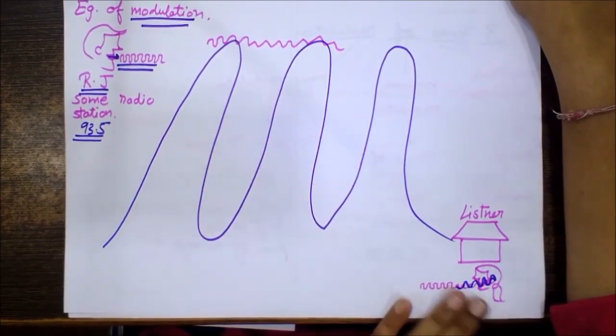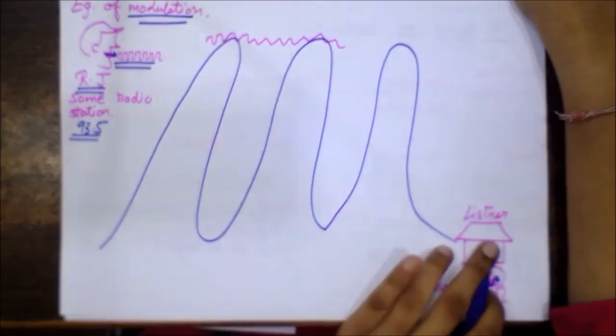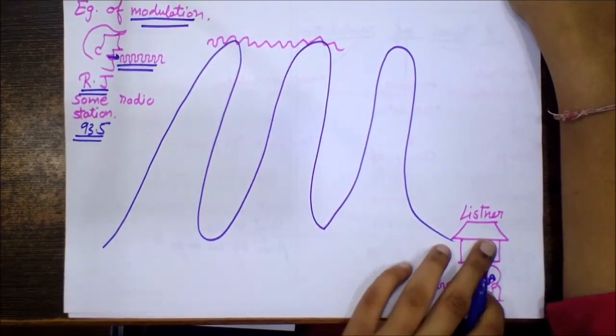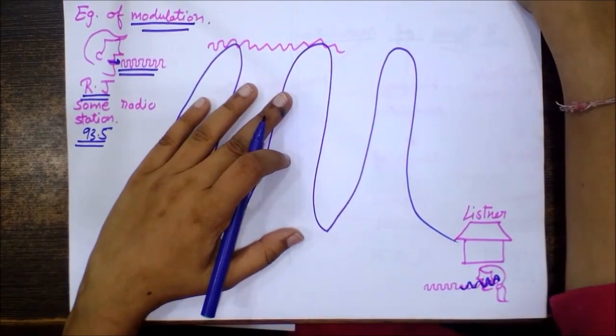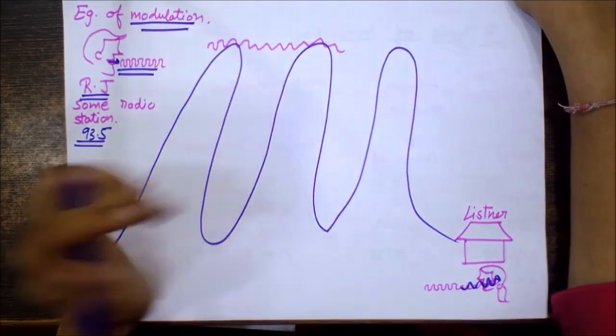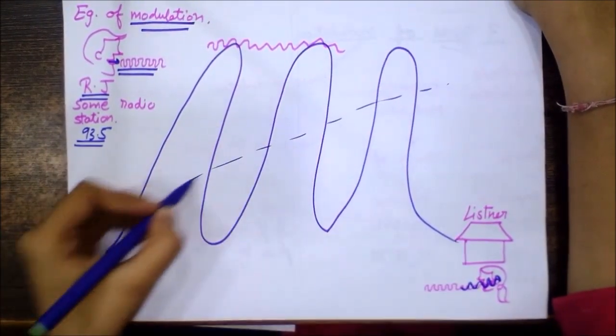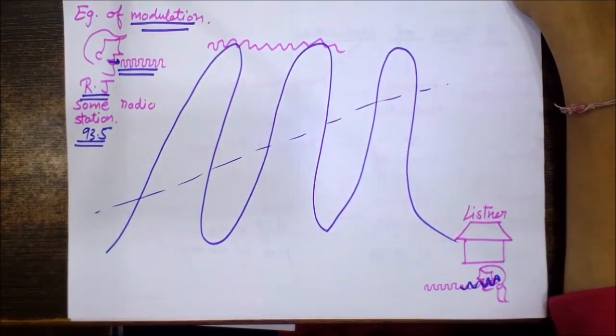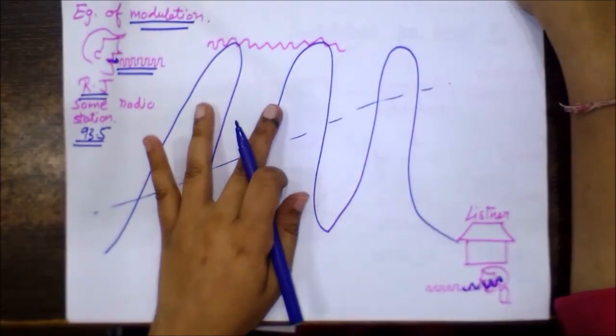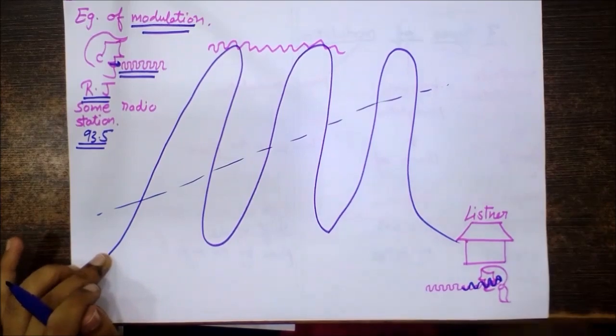Now when they come to the listener's ears, the listener's receiver will demodulate the modulated signal. When I say it will demodulate, it means removal of this carrier wave. Removal of the carrier wave is demodulation. Adding of the carrier wave is modulation.